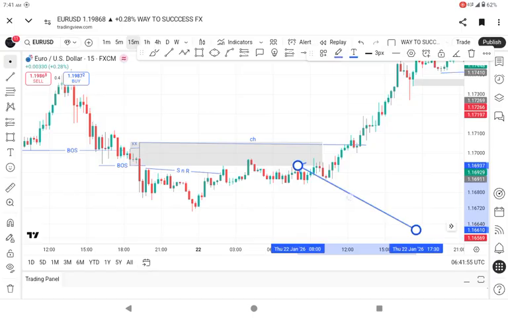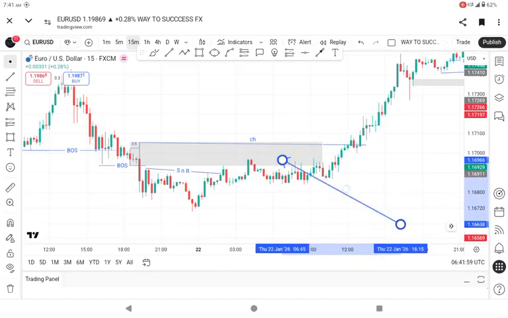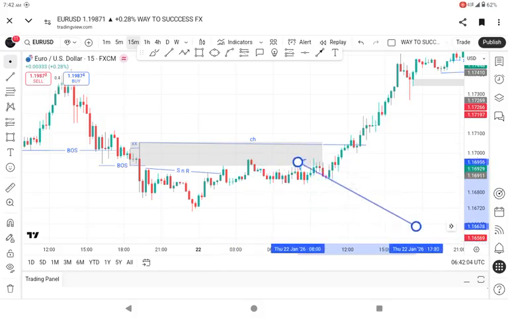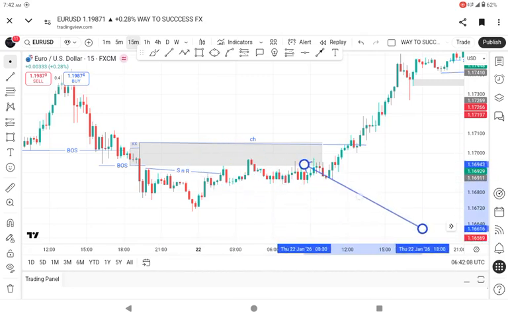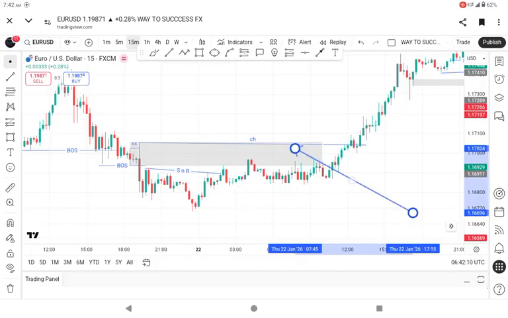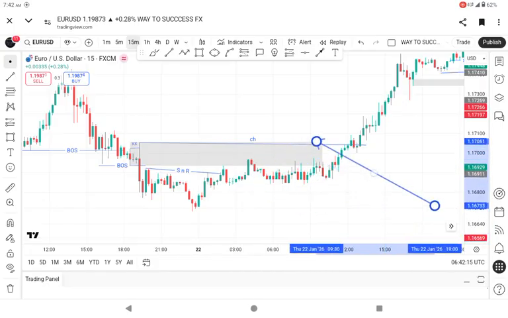But also always remember that there's no guarantee in any setup you see in the market. The only thing you have guarantee over is your risk management. So that's why we're able to take this loss and then accept the loss and move on.